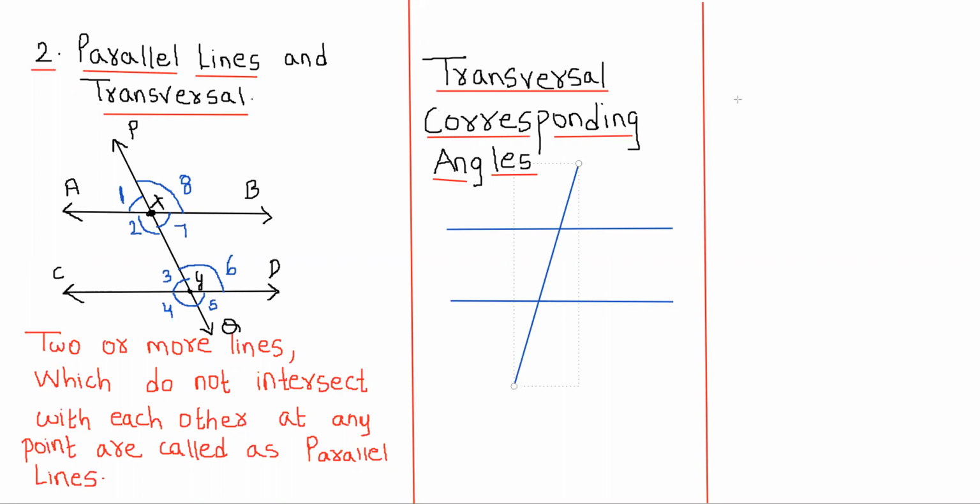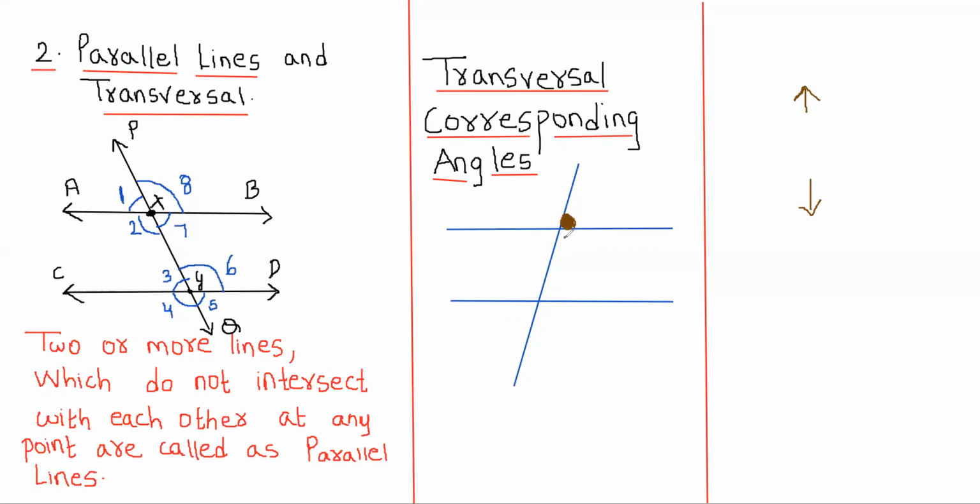So what are the corresponding angles, students? Suppose we take the first angle as this angle. To search for the corresponding angle, we will go either upward or downward. Remember this: to search for the corresponding pair of angles, go either upward or downward, no sidewards. Now if I go upward from this angle, there is no angle, so I will go downwards.